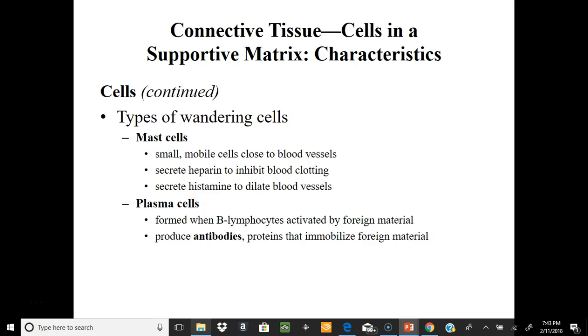Mast cells are tiny cells that, when they get activated, secrete heparin, which inhibits blood clotting, and histamine, which increases the flow of blood. So heparin kind of makes blood move, it makes it thinner so that you don't have blood clotting. And then histamine dilates blood vessels, causing blood to be able to flow even faster. So it increases inflammation. Plasma cells are B lymphocytes that are activated, and they produce antibodies continuously when they are activated.